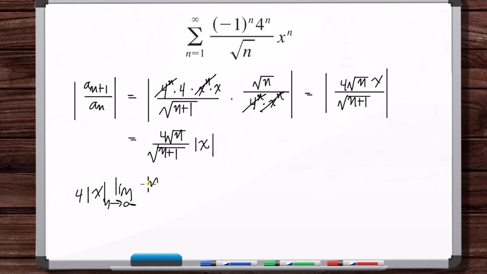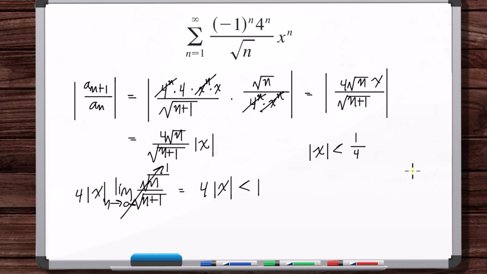So we've got, well, okay, the order of the numerator and denominator are the same, and the coefficients in front of the highest order terms are the same. So that means that this limit is 1. So this limit is 4 absolute value of x. This needs to be less than 1 to be convergent. But it doesn't tell us what happens when it's equal to 1, which is why we have to test the endpoints. But okay, so we've got the absolute value of x is less than 1/4.